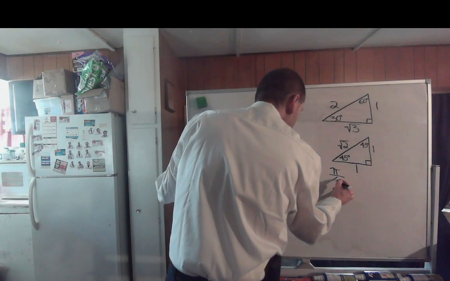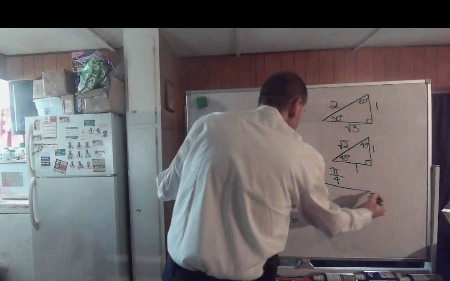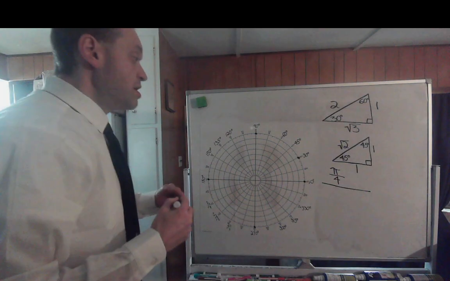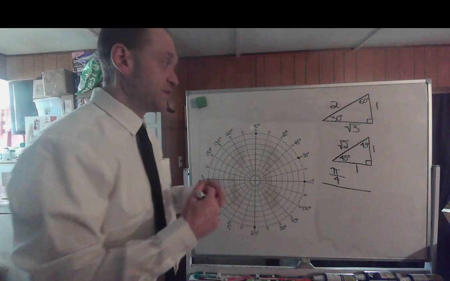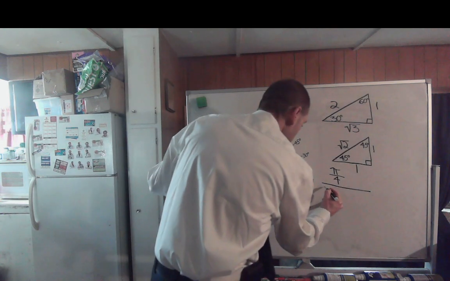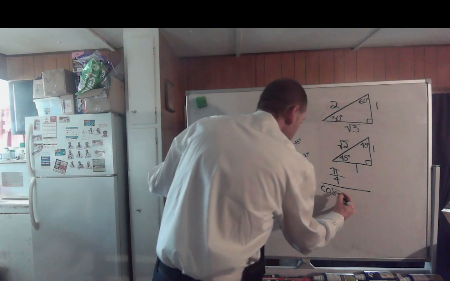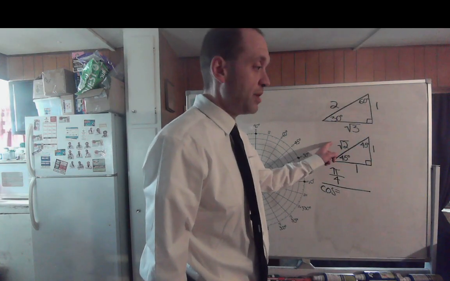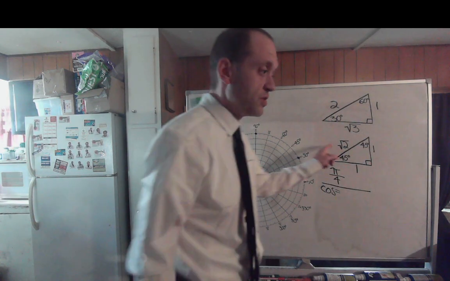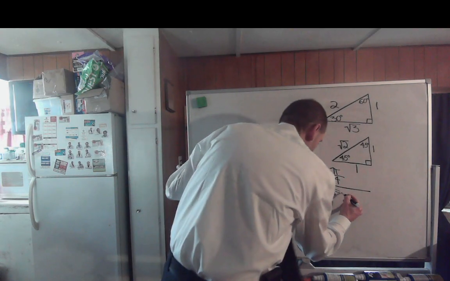Let's deal with pi over 4. So, pi over 4 is the same as 45 degrees. So let's find the cosine. The cosine's your x-coordinate, of course, but the cosine of 45, adjacent over hypotenuse, that's 1 over the square root of 2, which is the square root of 2 over 2.